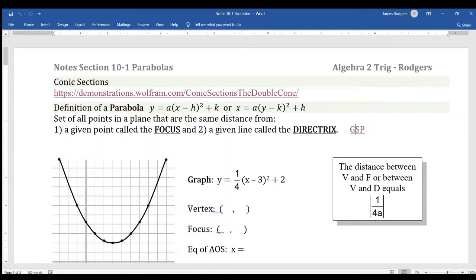Okay, so let's investigate the actual definition of what a parabola is. We've talked about parabolas in previous chapters, but we're going to go into them in much more depth now and utilize the definition to create one in some software that I have. All right, so the definition of a parabola is a set of all points in a plane that are equidistant from a given point called the focus and a line called the directrix.